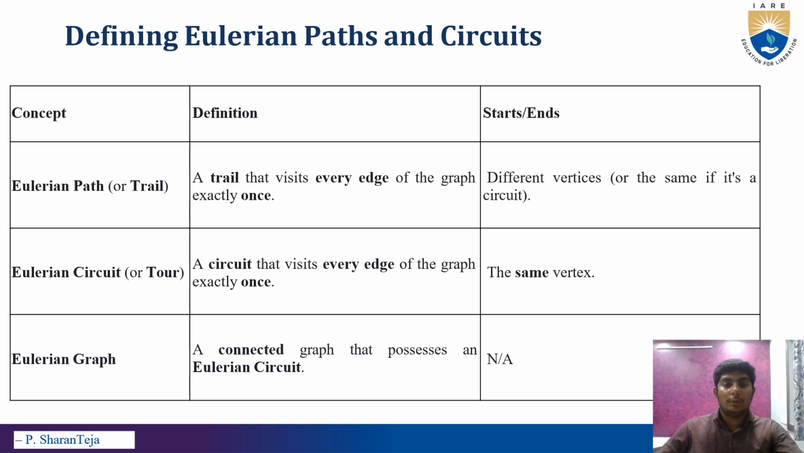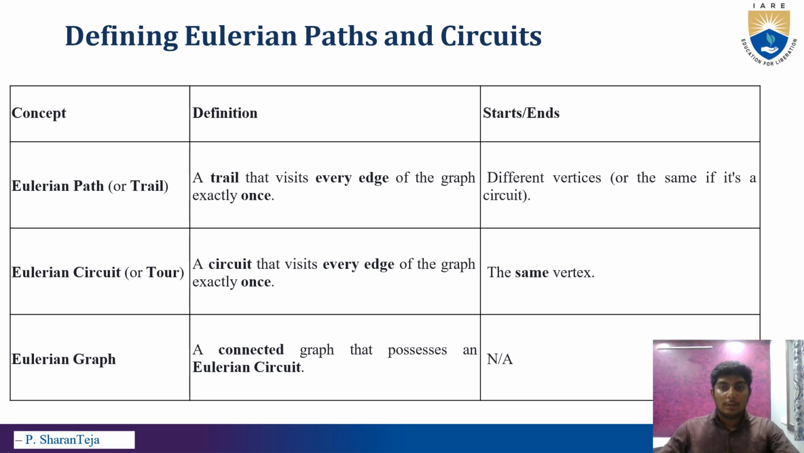Defining Euler paths and Euler circuits. Now, what exactly are paths and circuits? An Eulerian path is a path that traverses every edge exactly once. An Eulerian circuit is a closed path that starts and ends at the same vertex, again covering every edge exactly once. So in short, a path covers all the edges once, while a circuit does the same but returns to the start. So, Eulerian path: a trail that visits every edge of a graph exactly once.